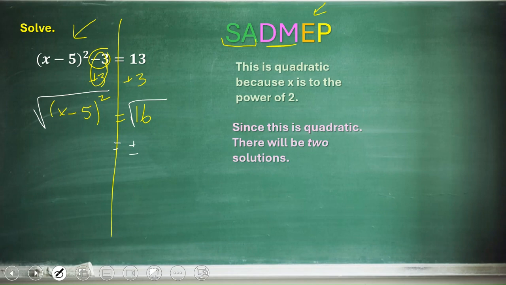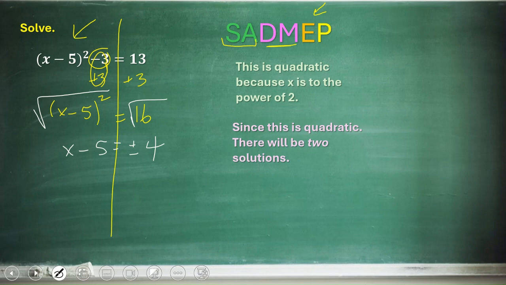The square root of 16 is 4, plus or minus 4, because 4 times 4 makes 16 and negative 4 times negative 4 makes 16. On this side, we're left with x minus 5. Just an alternative way to think about this, square rooting is the same thing as raising your side of the equation to the power of half. So that is also another way to do this if you prefer.